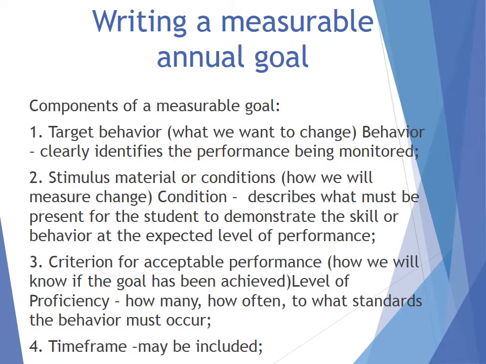3, the criterion for acceptable performance. This is how we will know if the goal has been achieved. This is the level of proficiency. How many, how often, to what standards the behavior must occur, such as 48 words per minute with less than 2 errors. Or measurement, as measured by weekly 1-minute oral reading fluency probes. And fourth, it needs to include a time frame. For instance, by the end of the 2012-13 school year, or by the end of the IEP, or by the end of the quarter.